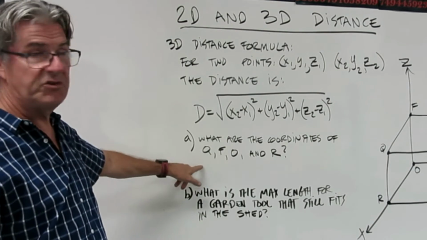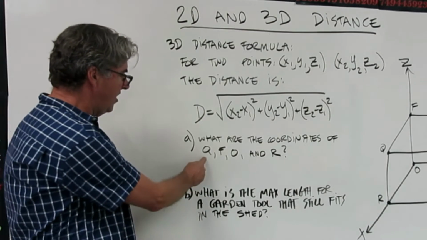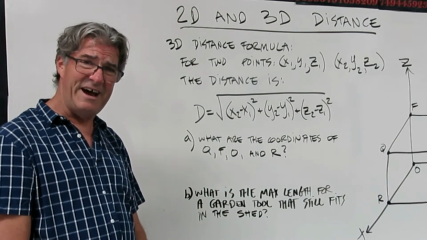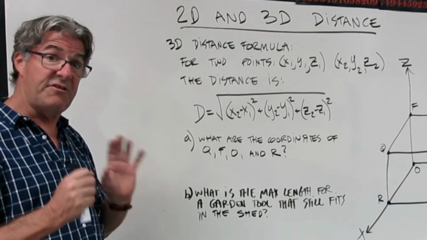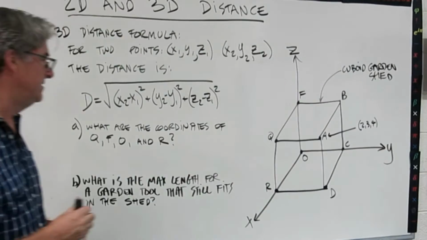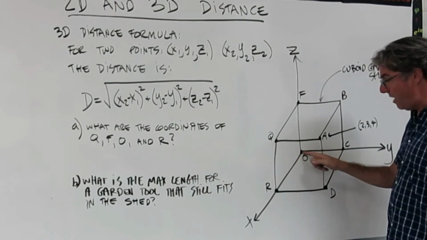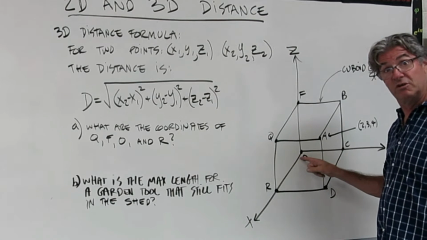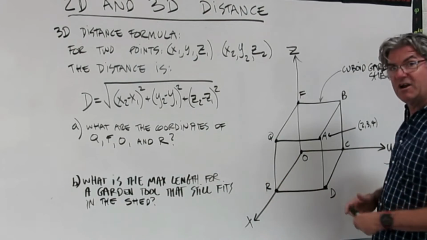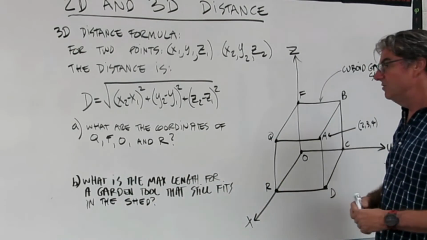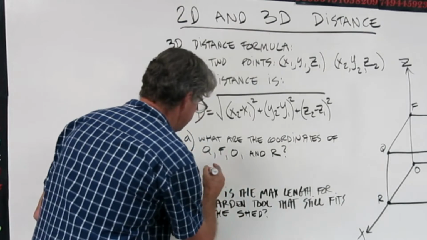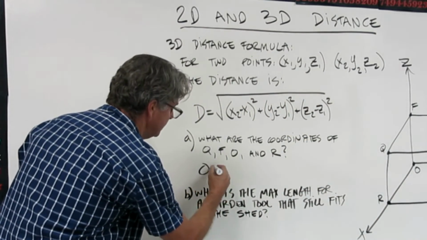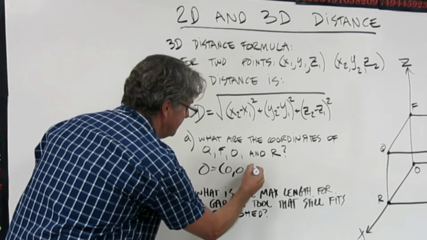So here's your first question. What are the coordinates of Q, F, O, and R? And you might look at that right now and go, what? How the heck could I figure that out? There's a key thing that helps you do that. This back bottom corner of our cuboid is on the point 0, 0, 0. So everything else goes out from there, and you can figure everything out. So I want to do 0, 0, 0 first. Point O is 0, 0, 0.